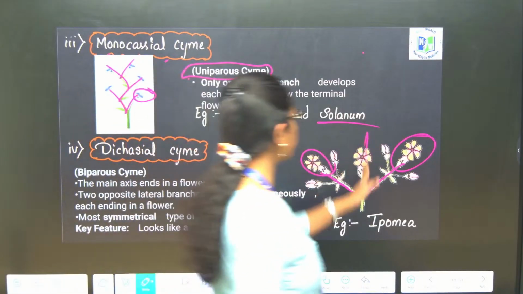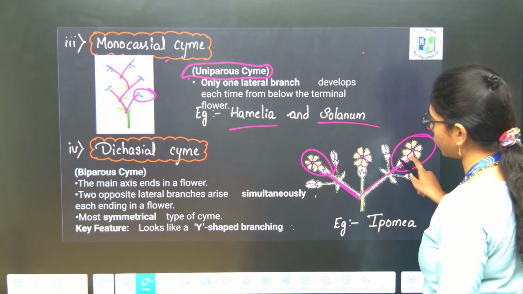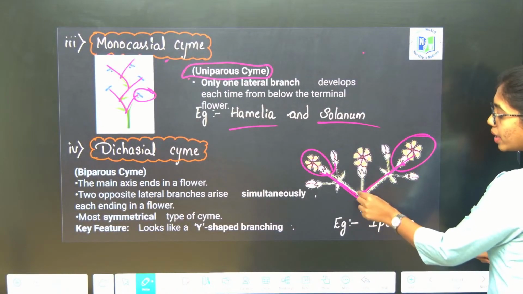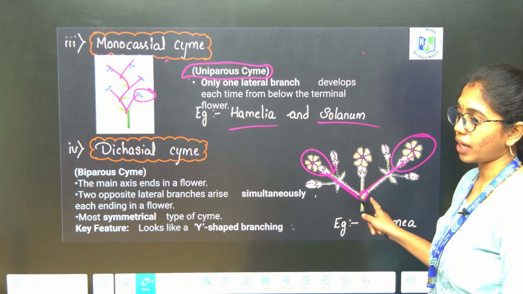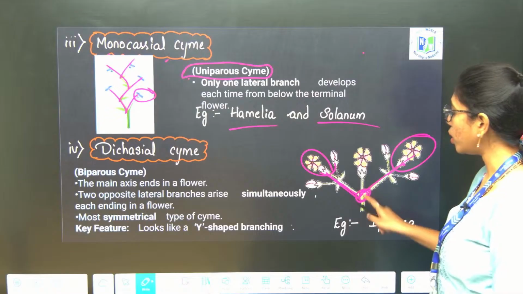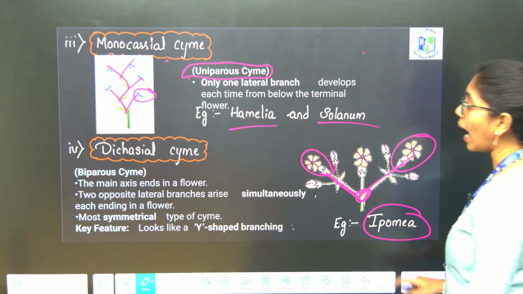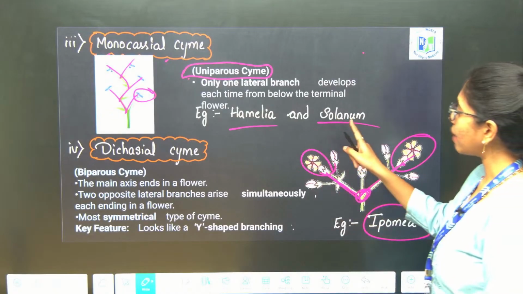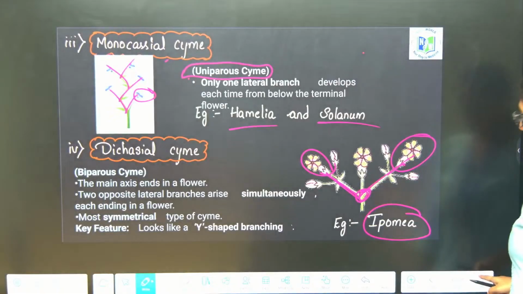Okay, this is symmetrical and this looks like what? Y-shaped branching. At each point, two branches arise. Best example of dichasial cyme is what, ma? Apomia. Monochasial cyme, it is Hamelia and Solanum. Dichasial cyme, it is Apomia.